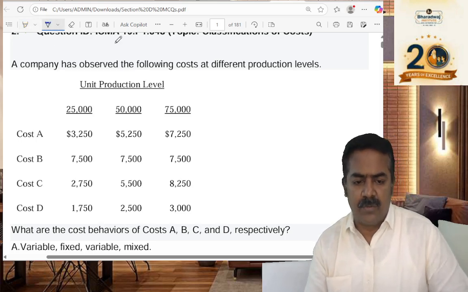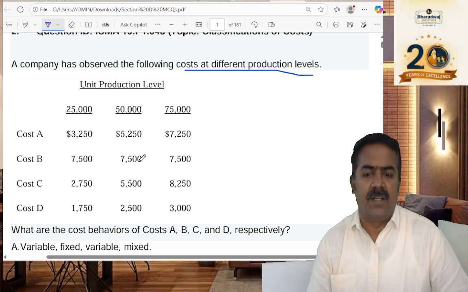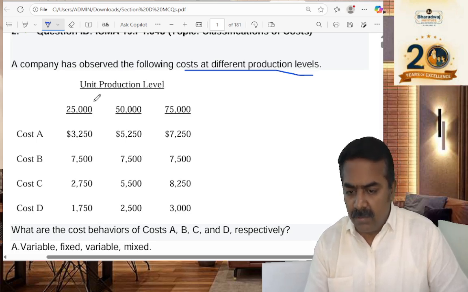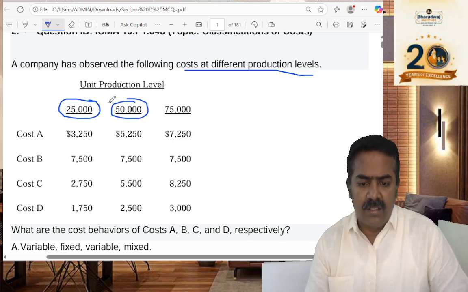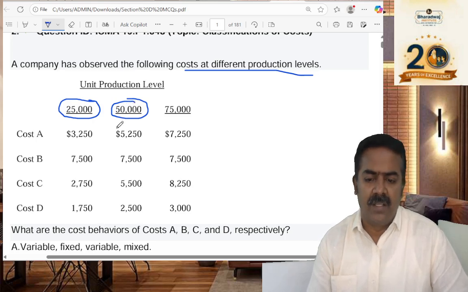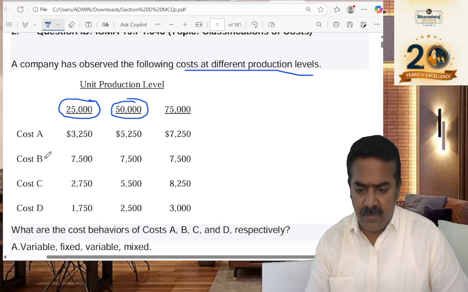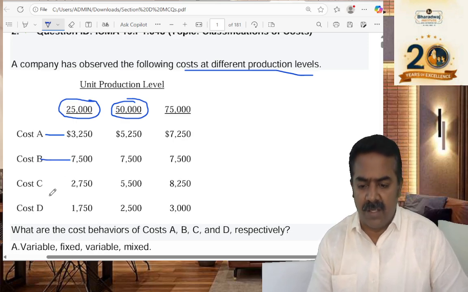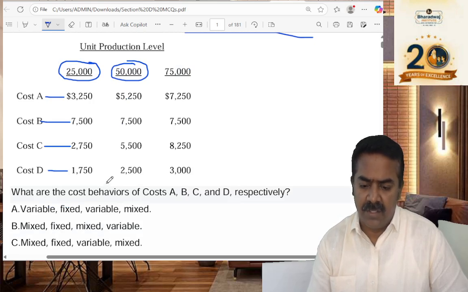The company has observed the following cost at different production levels. See, whatever proportionately changes is a variable cost. So we need not even use calculators. 2,25,000 to 50,000: if you look, the output doubled. If the cost is doubled, that is which cost? Variable cost. The cost is not changing, that is which one? Fixed cost. We can find B is a fixed cost. A changes but not proportionately, it is a semi-variable cost. C doubled, and D is a kind of semi-variable cost.